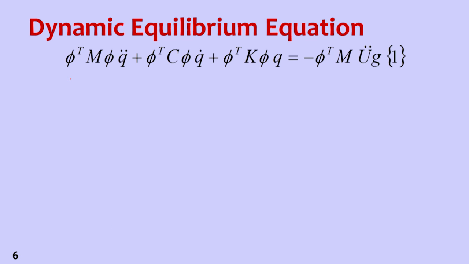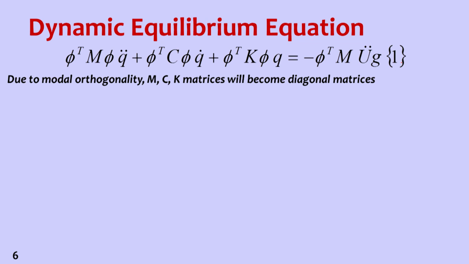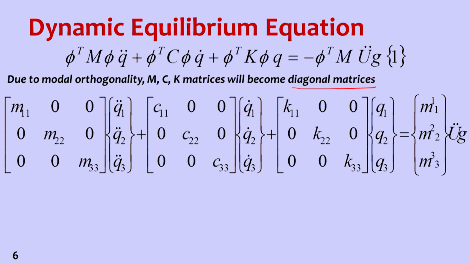Now phi transpose m phi q double dot plus phi transpose c phi q dot plus phi transpose k phi q is equal to minus phi transpose m 1 multiplied by ug double dot, where 1 is a vector. Due to modal orthogonality, m, c and k will become diagonal matrices. So now m11, m22, m33 are diagonal terms, c11, c22, c33 are diagonal terms, and k11, k22, k33 are the diagonal terms of the stiffness matrix. Now this is a decoupled equation.